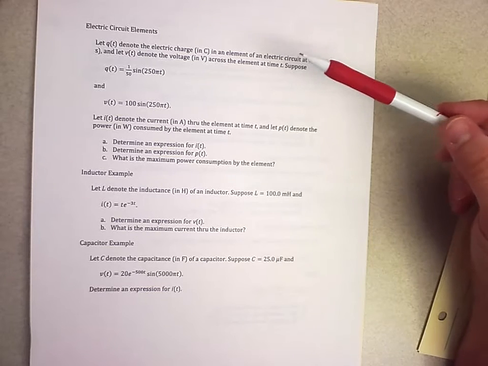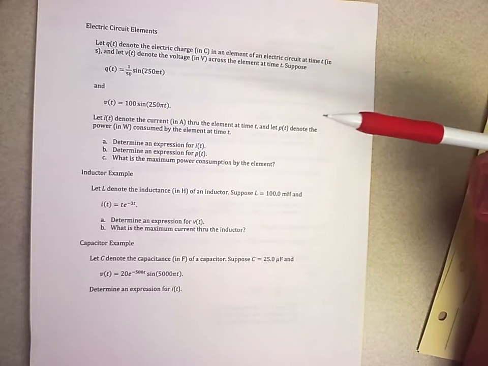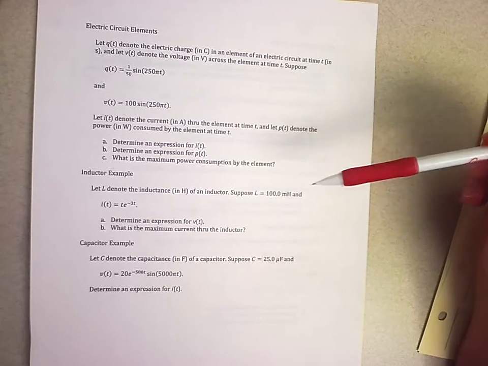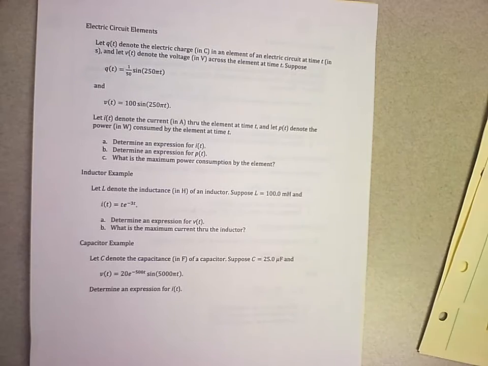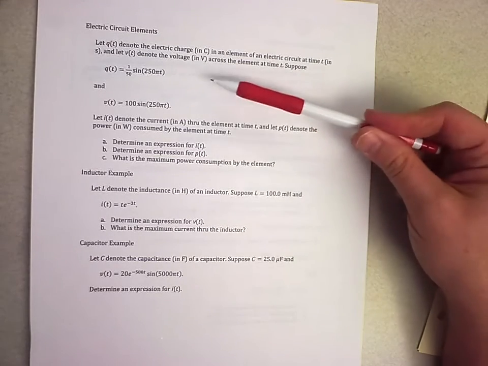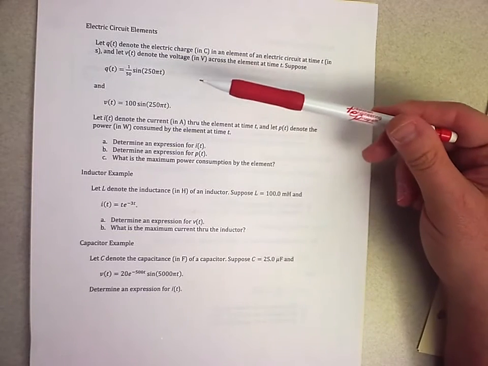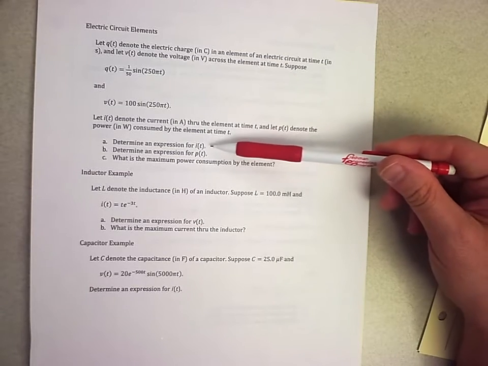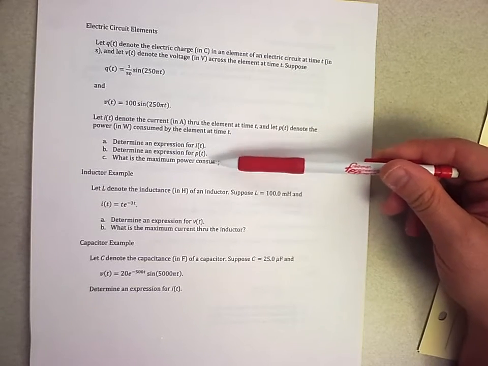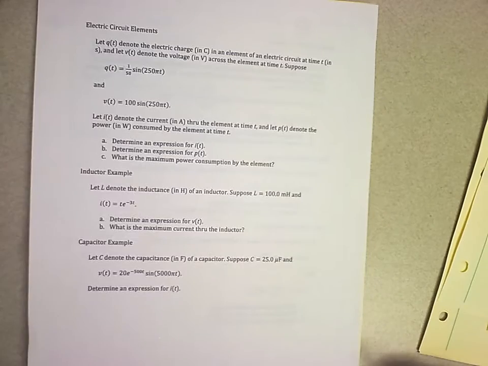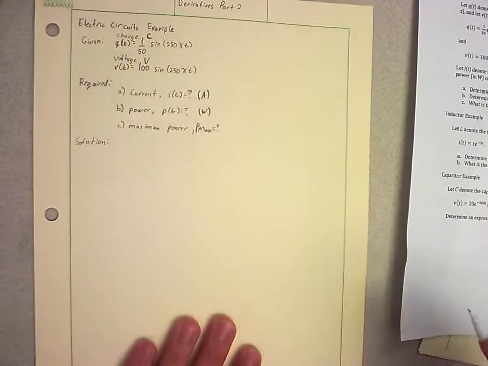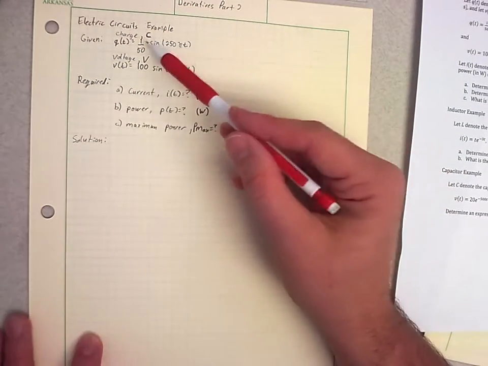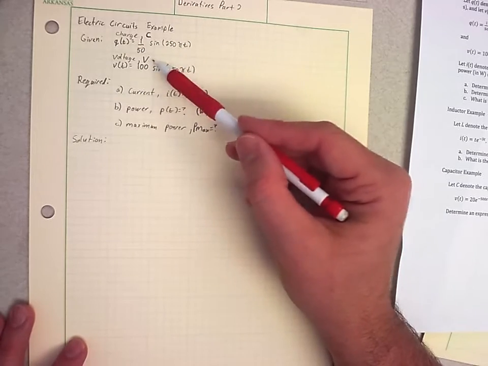Having learned a little bit more about charge, current, and voltage, and how they relate to work, we want to try to solve this example problem. Again, we're given equations for the charge and the voltage, and we're going to use those to determine the current, the power, and then determine the maximum power. So we want to determine expressions for those. So here's the setup of our problem. We're given our charge in coulombs expression and our voltage in volts expression.